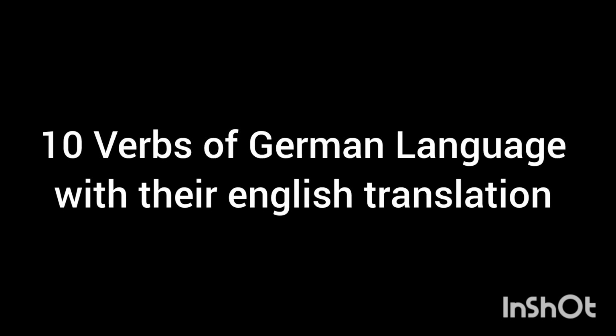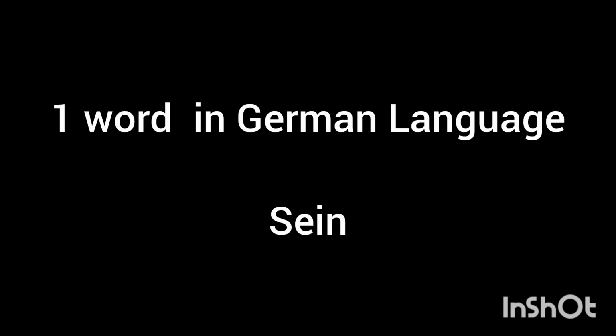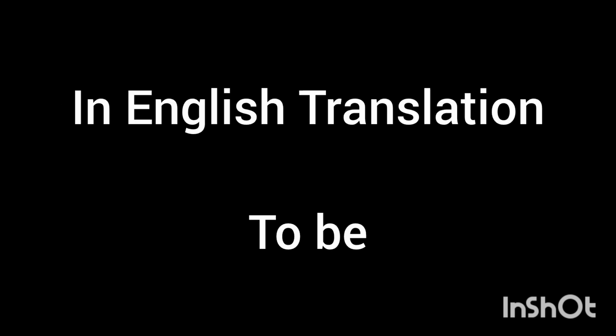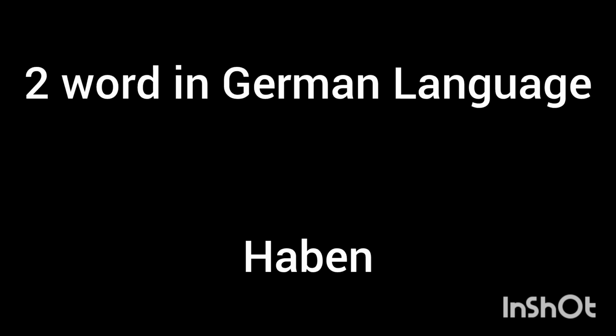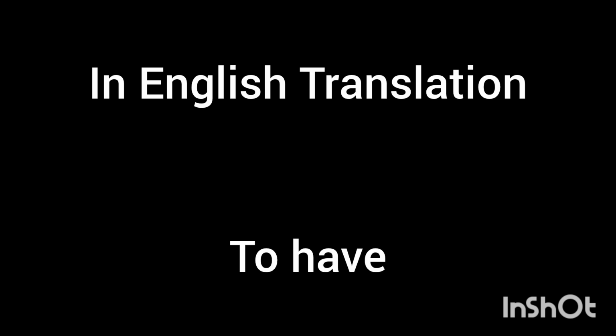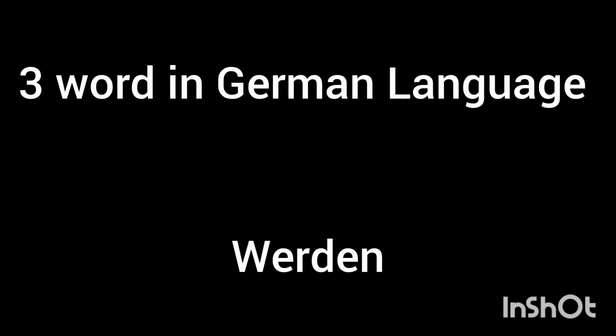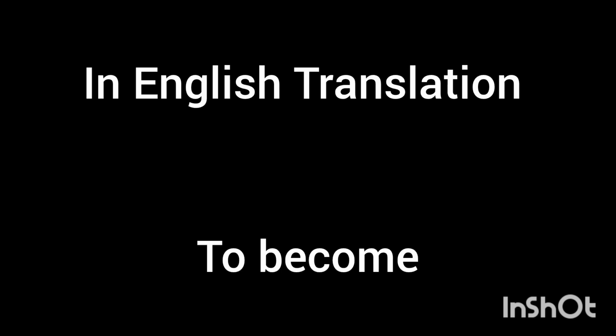In this video, we will explain the maximum 10 verbs of German language with their English translation. The first word of verb in German language is sein. In English, we say it to be. Second one in German language is haben. In English, we say it to have. Third word in German language is werden. In English, we say it to become.